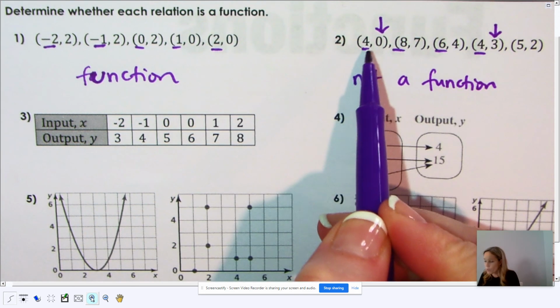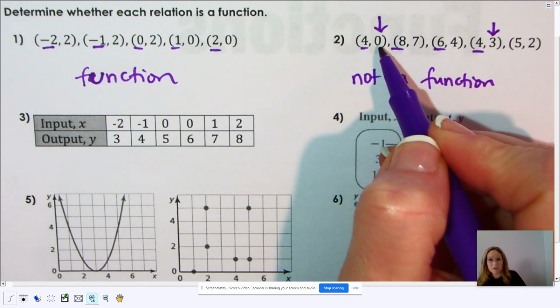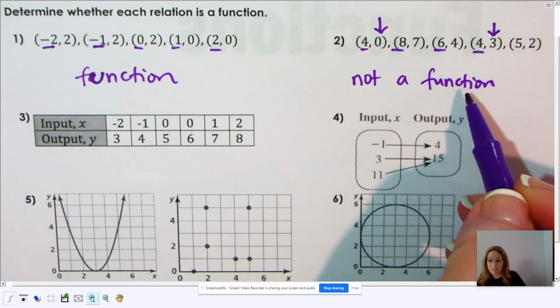Remember, the first number in an ordered pair is our input. The second number is our output. Okay, and so every time I plug in 4, it better give me a 0. If it doesn't, it's not a function.